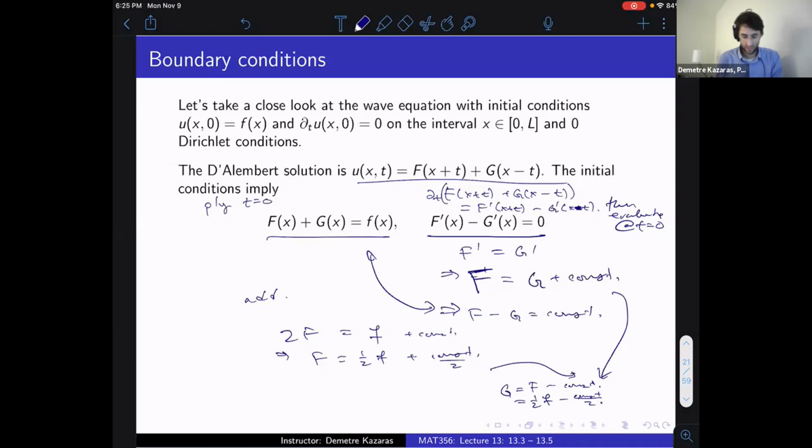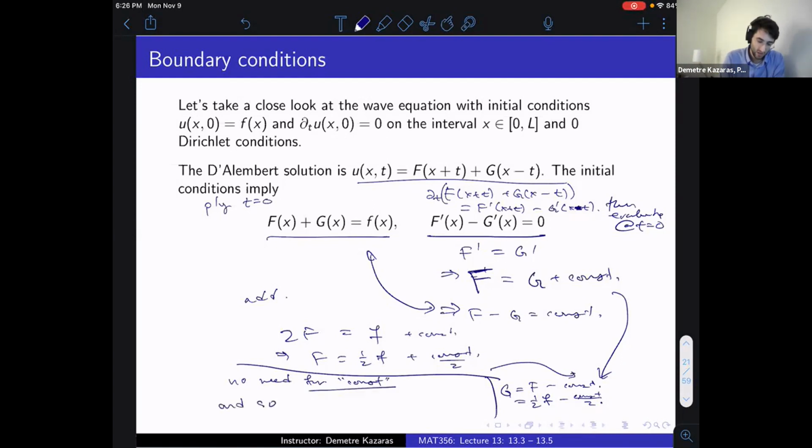So there's no need for the constant and all this business. Because for any value of the constant, you get the same solution u. Because remember, u is the sum of these two functions. And so on one of them, you have a positive constant over 2. On the other one, you have a minus constant over 2. When you add them together, they cancel out. So it's always going to give you the same solution to the equation. So there's no need for the constant.